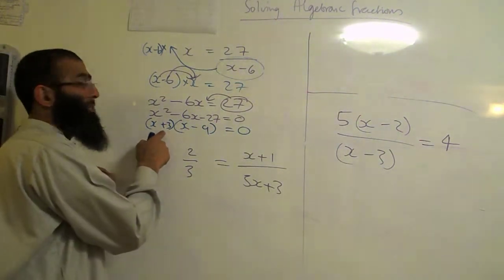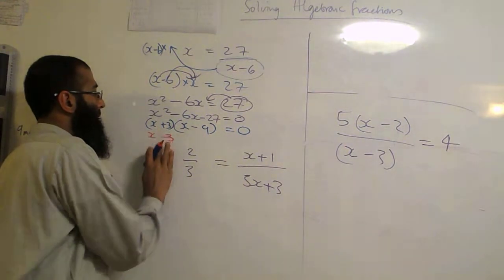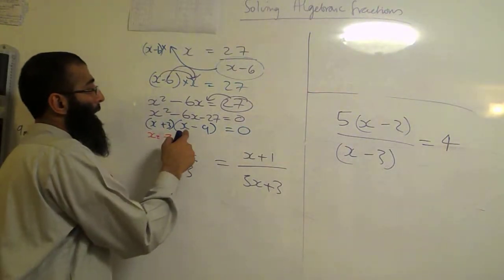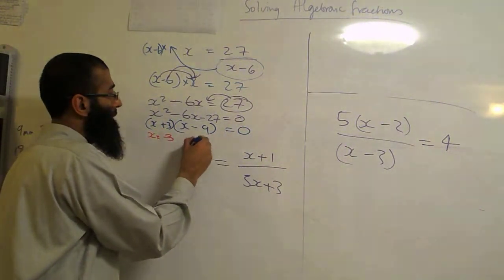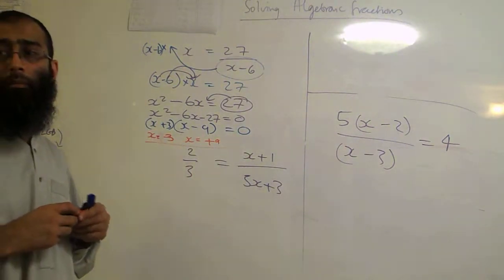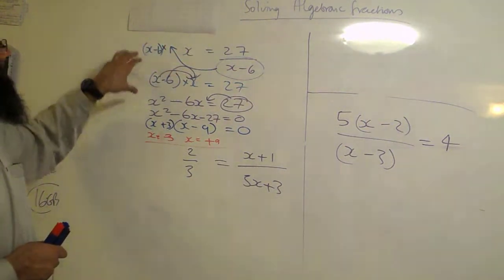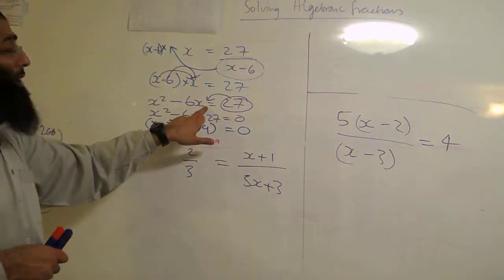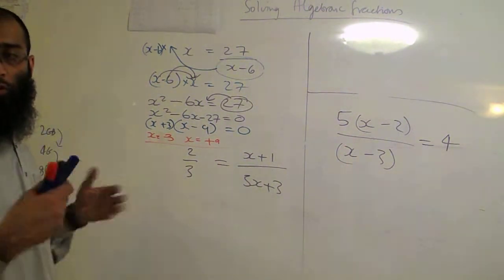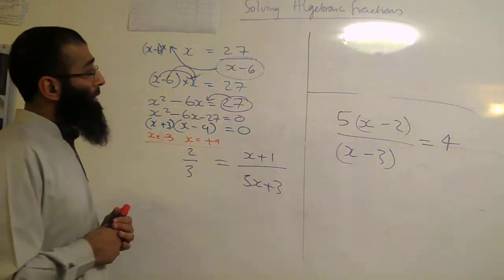So what we do, the opposite of add 3 is? x equals minus 3. And the opposite of minus 9 is? Plus 9. That's the answer to that question. So we bring the bottom to the top, cross multiply, multiply it out, rearrange the equation into a quadratic equation, factorize it and solve it. So quite a few different elements of mathematics all happening in this one question.